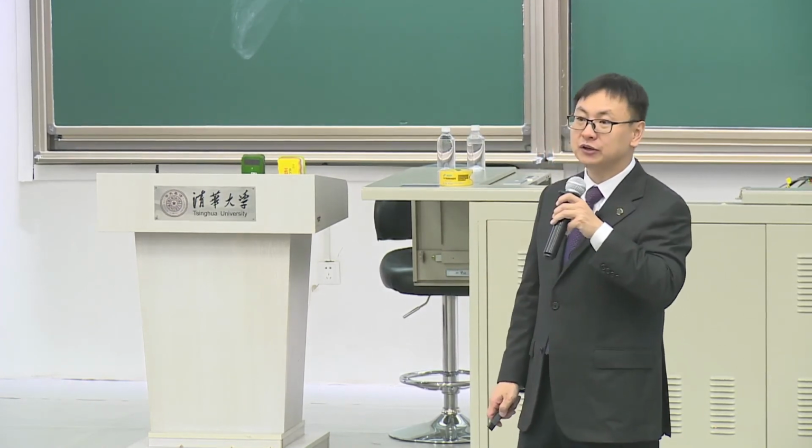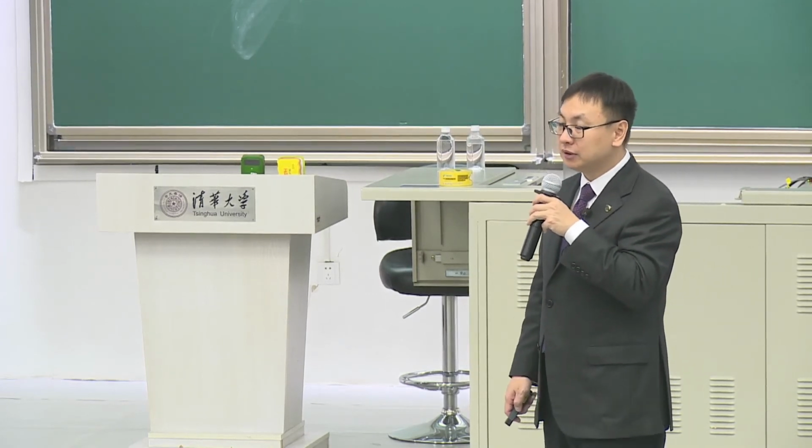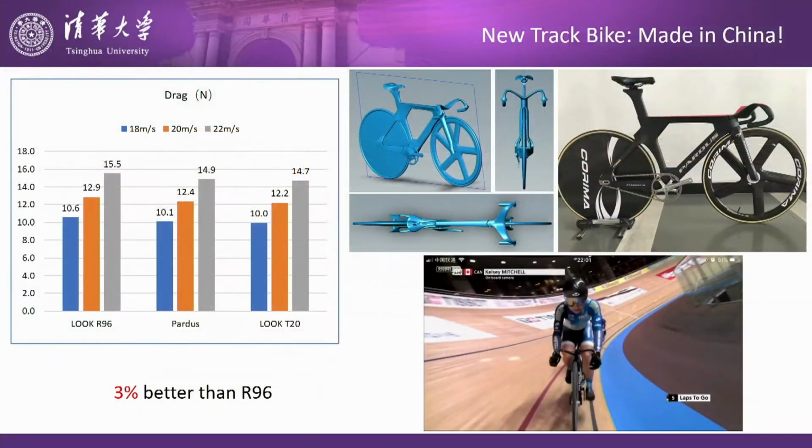Also, we are trying to make a new track bike ourselves. Now we are buying track bikes from Look. In real, it's called R96, and this year, Tokyo 2020, it's T20. The Pardos is a company of Taishan Group. We cooperate together. I designed the aerodynamic tube, and they manufacture the whole bike.